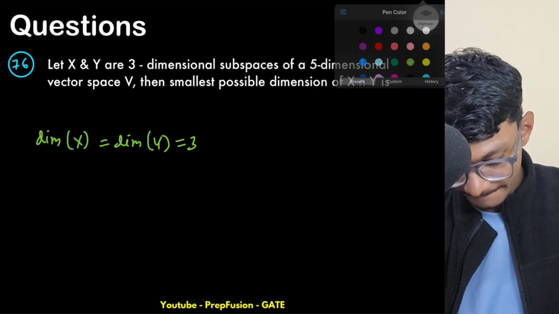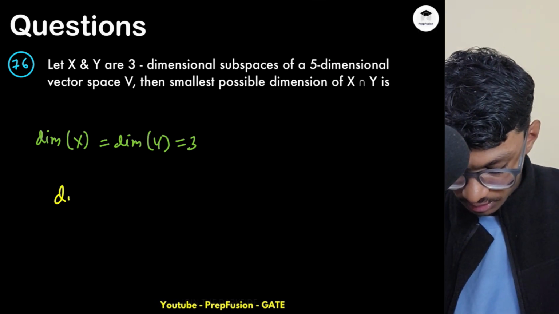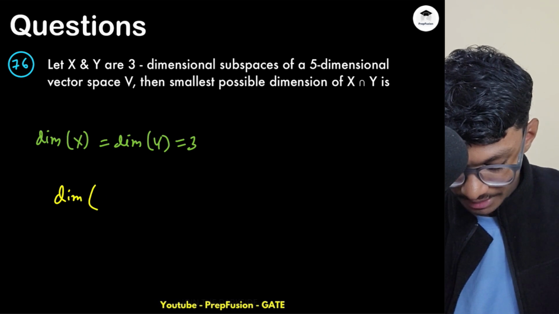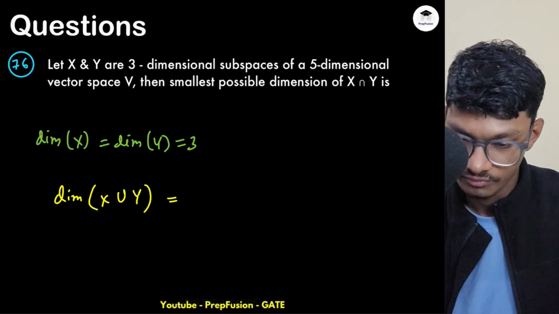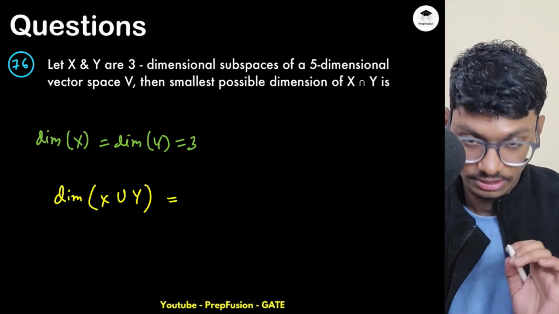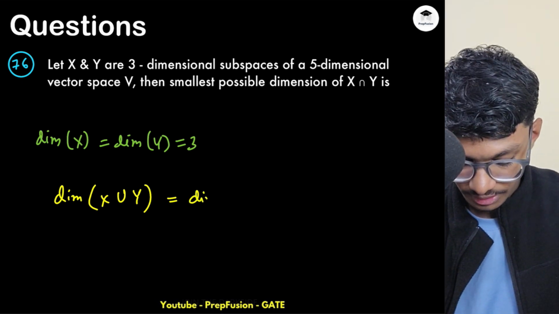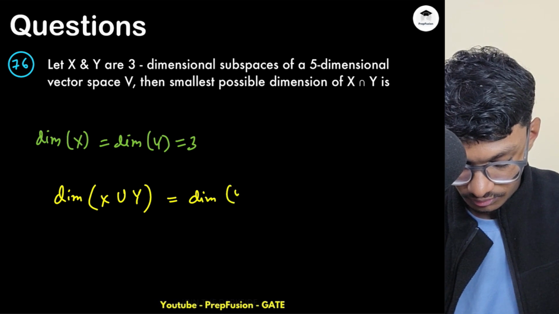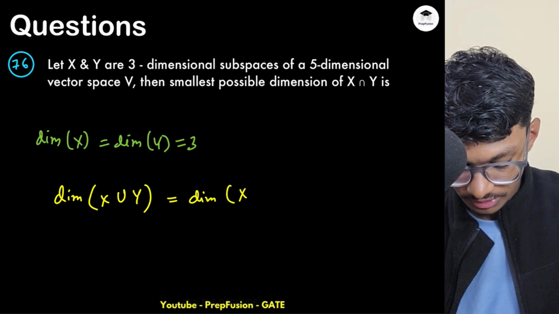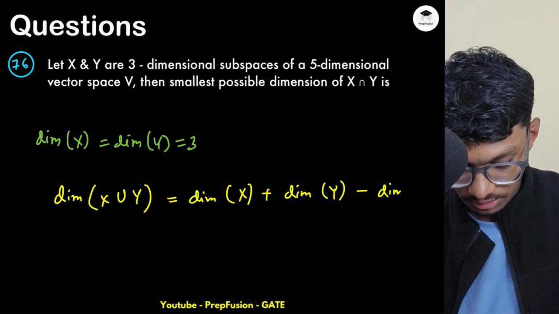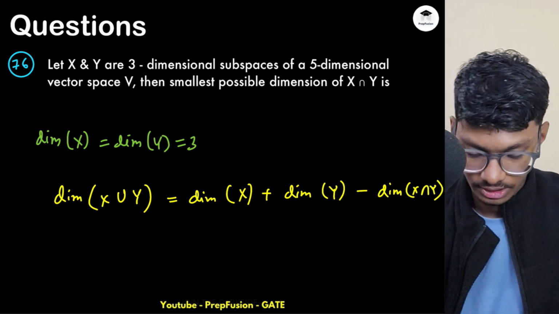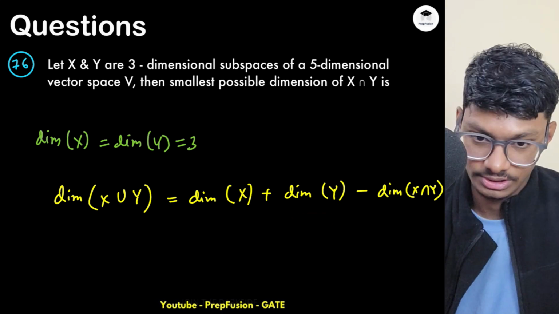So basically, what do you know? If I include dimension of x and y, let me just write the formula. Dimension of x union y will be equal to dimension of x plus dimension of y minus dimension of x intersection y, right? So this is the case.